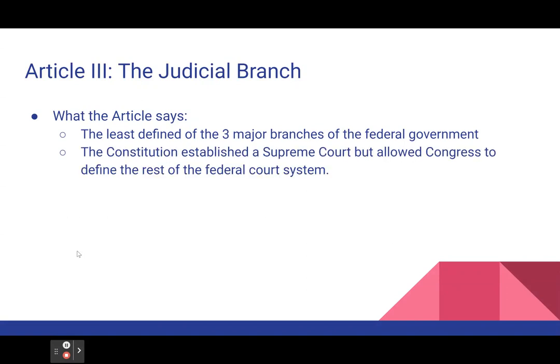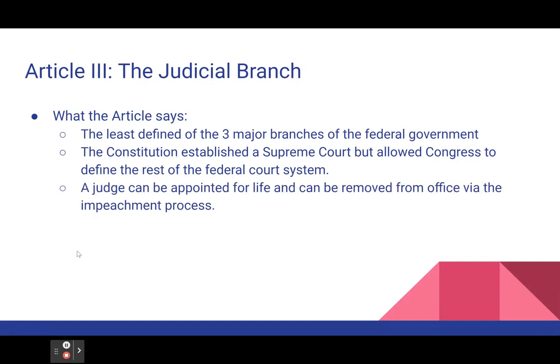So when we talk about what Congress can do and the power of Congress, Congress has authority to a certain extent over the judicial branch in terms of establishing some limits over the judicial branch, right? But the judicial branch has a lot of leeway here as well. So within the federal system, a judge can be appointed for life and can also be removed from office via the impeachment process.